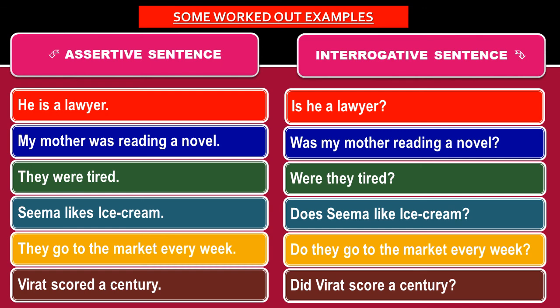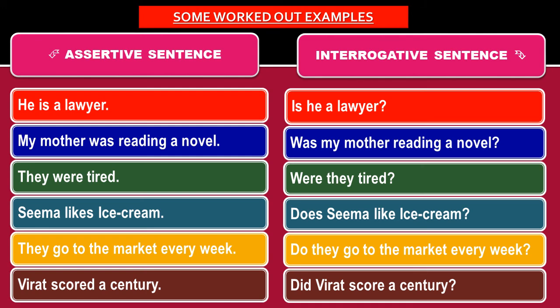And the last example you see, Virat scored a century. Now, scored, ED is there. It indicates that it is in past tense. So if it is in past tense, we have to use did, and we have to bring the main verb in its original form. So the D is removed. Your answer would be, did Virat score a century?